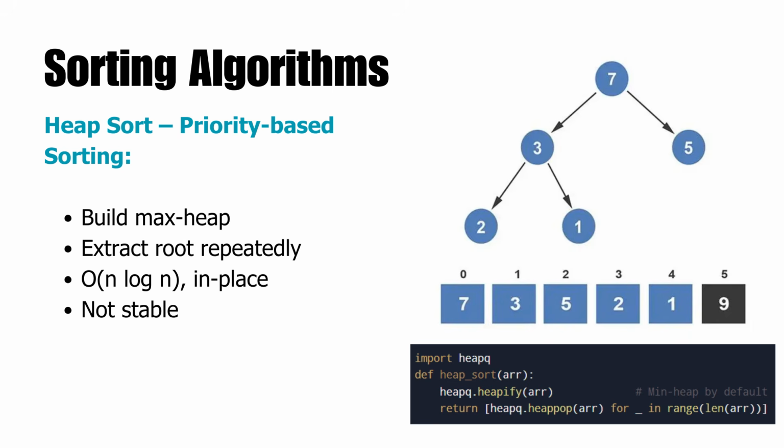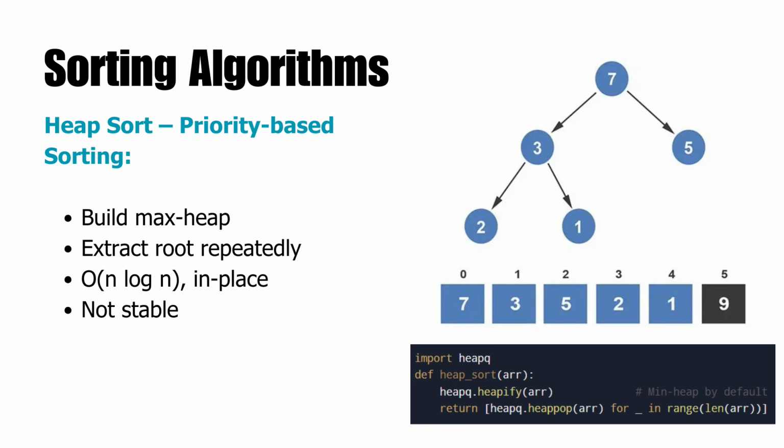Finally, we have heap sort. This algorithm leverages a binary heap data structure, typically a max heap, to sort elements. First, it builds a max heap from the input data, ensuring the largest element is at the root. Then it repeatedly extracts the root, the maximum element, places it at the end of the array, and reheapifies the remaining elements. This process continues until the array is sorted.